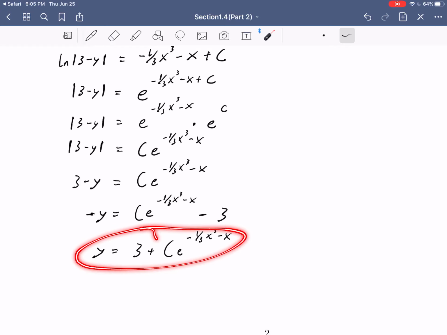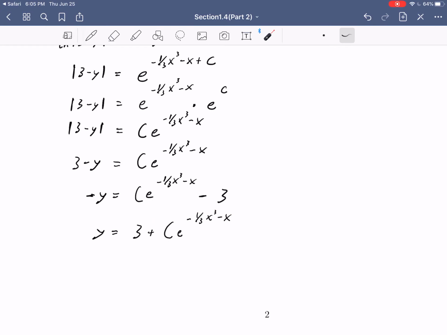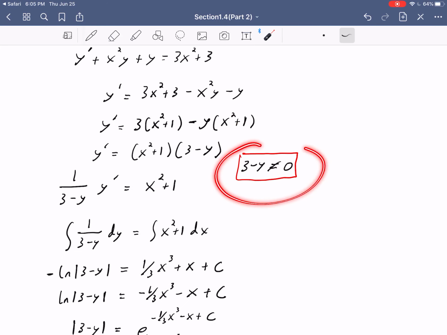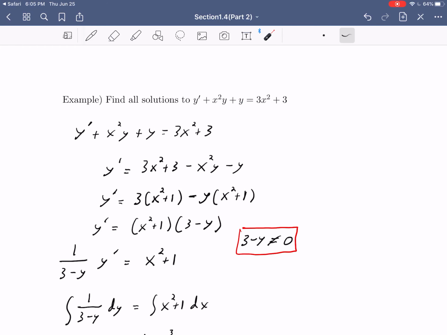All right, so there we go. Is that containing all of our solutions? Well, we don't know. We got to go back up here and think about this thing here. So let's see if this even is a solution. So we need to check this. So let's go ahead and check 3 minus y equals 0, which is the same as y equals 3.